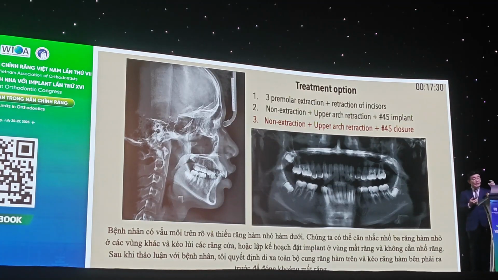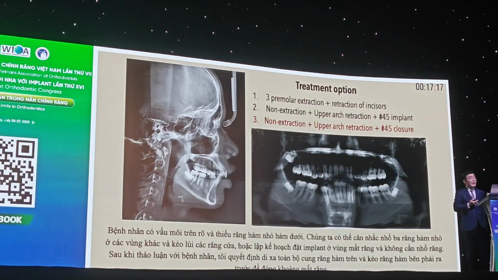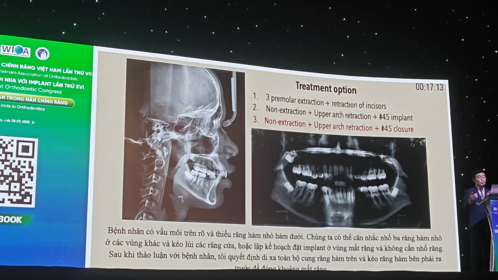We could consider extracting 3 premolars from other areas and retracting the incisors. Or we could plan for implant in the missing region without extraction. After discussing with the patient, I decided to move the entire maxillary dental arch backward while advancing the mandibular right molar to cross the missing space.